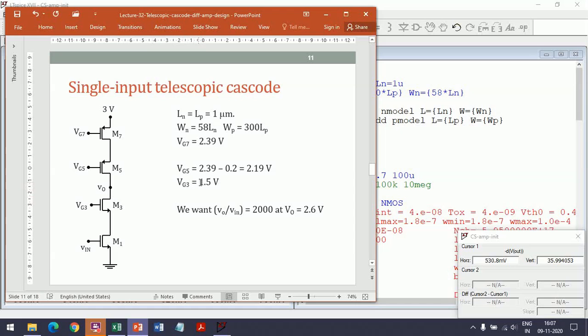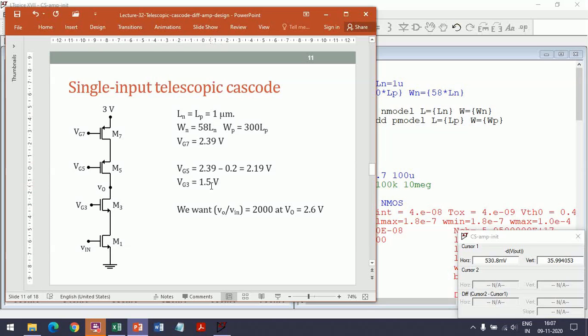This can go up to 2.2, 2.3 also. It could go down to 0.7 also. The whole range is available to VG3. We don't want to make it low because the lambda of M1 will be small. We could make it higher. I have left that to you as homework, try it on your own. But I have put it at 1.5.